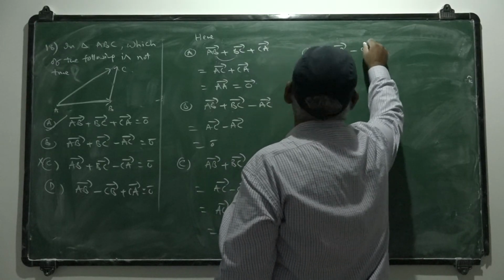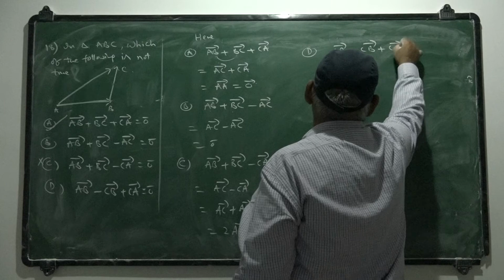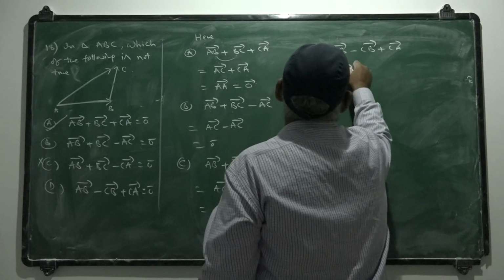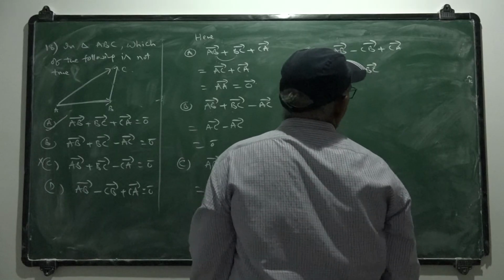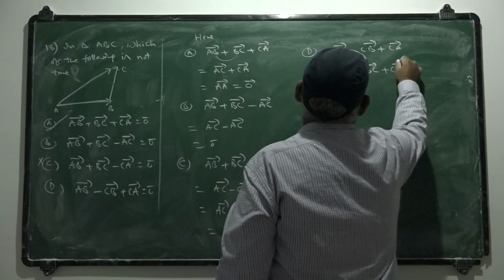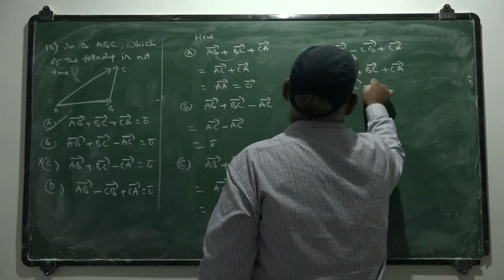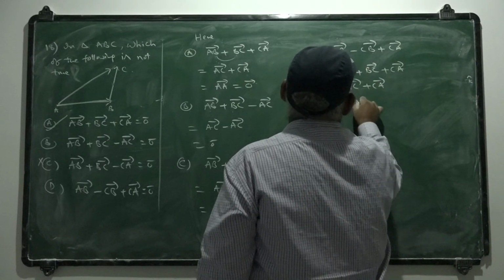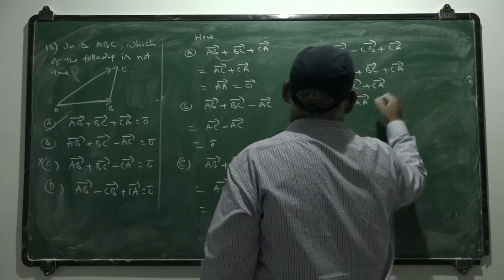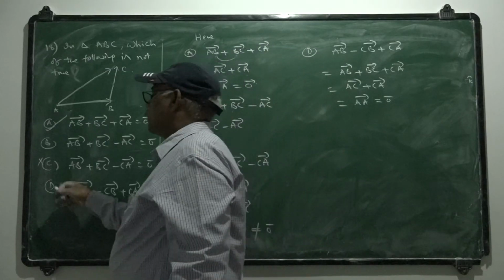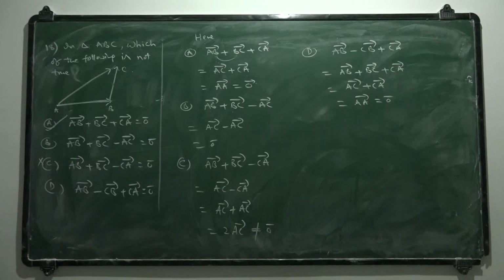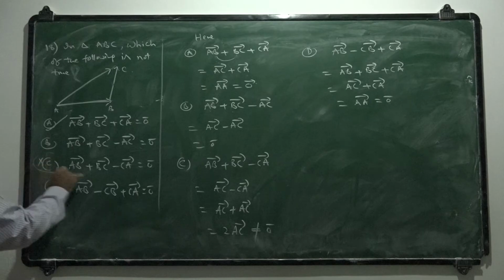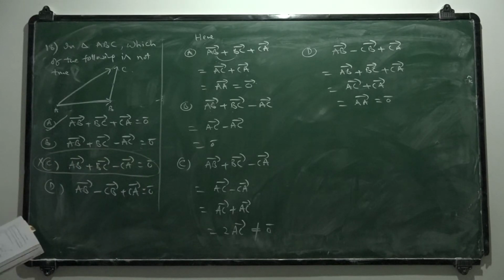AB bar minus CB bar plus CA bar equals AB bar. You can reverse these two terms. We get BC bar here plus CA bar, which is nothing but AC bar plus CA bar, which is AA bar. 0 bar follows. Hence it follows. This is wrong, which does not follow. So C is the right option. Here C is the right option.